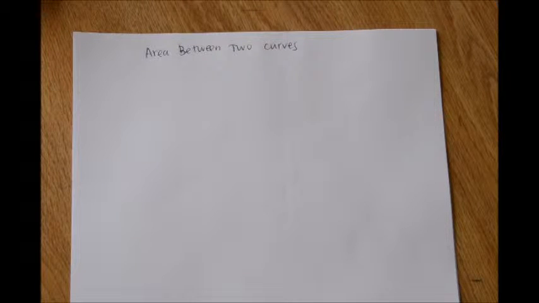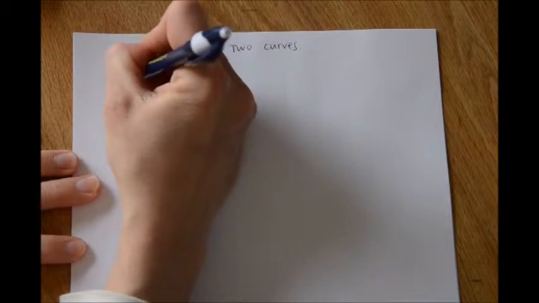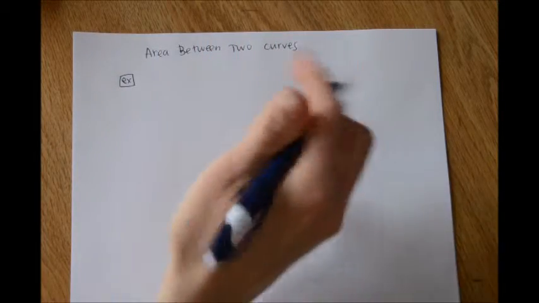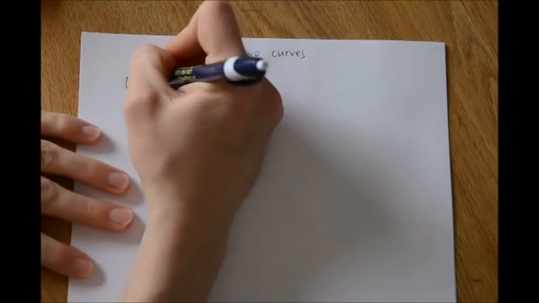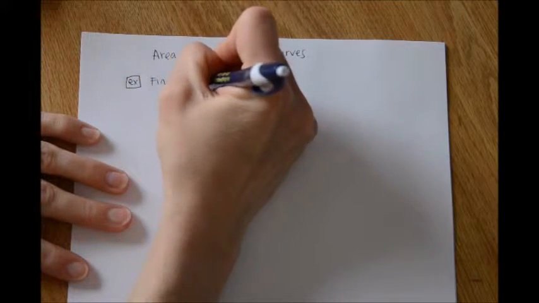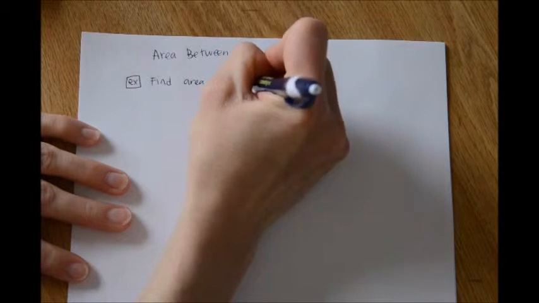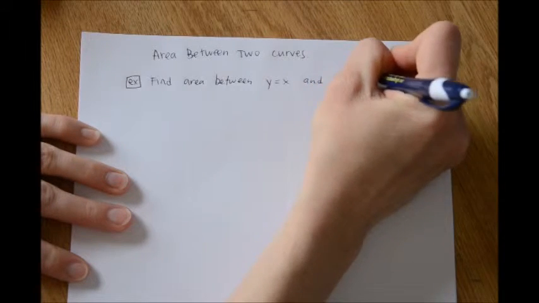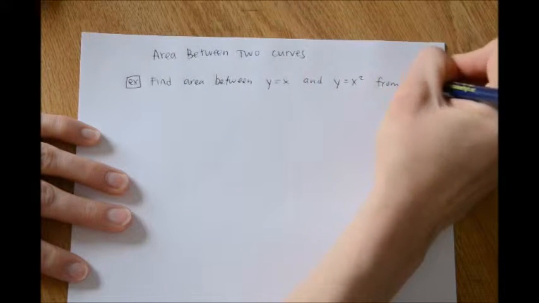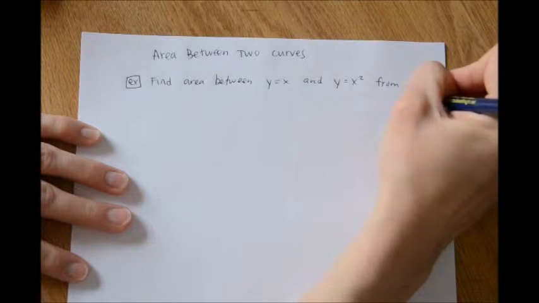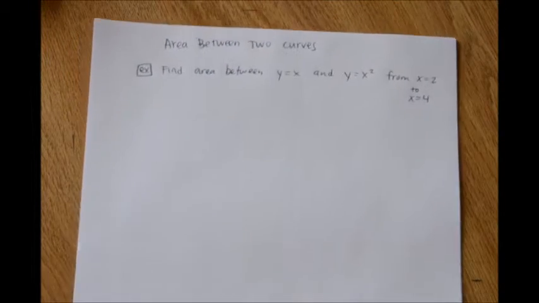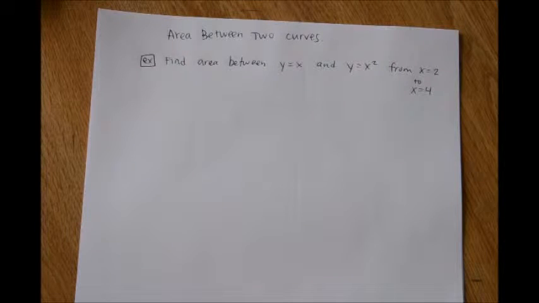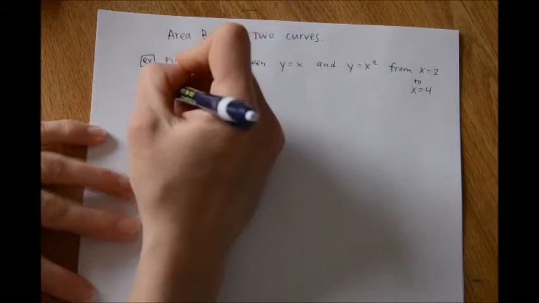Let's look at an example first of two curves that we're trying to find the area between. So if I want to find the area between y equals x and y equals x squared from x equals 2 to x equals 4. First of all, it's important to have a pretty accurate graph of this, so you can either graph it on your calculator or just be precise in your drawings.